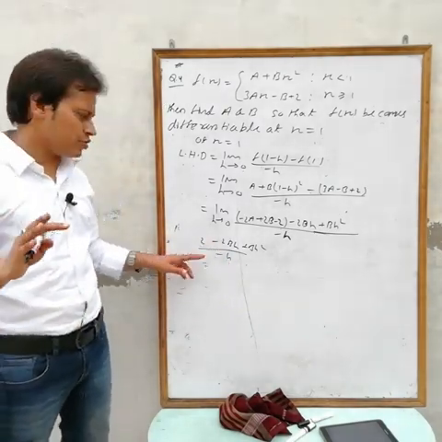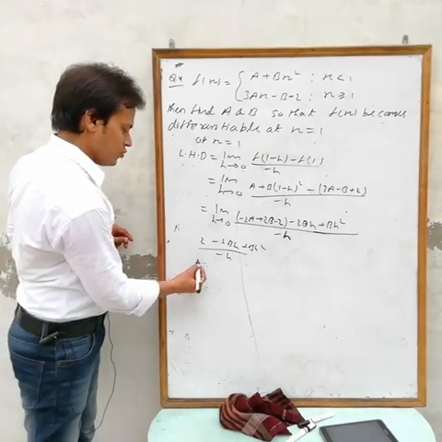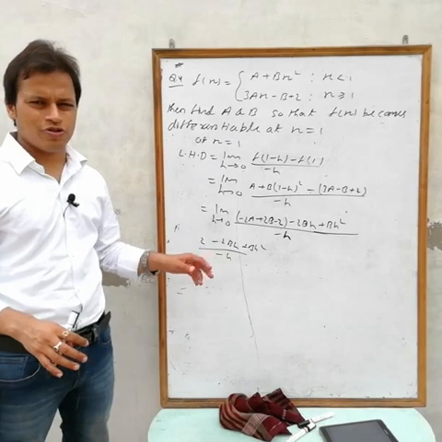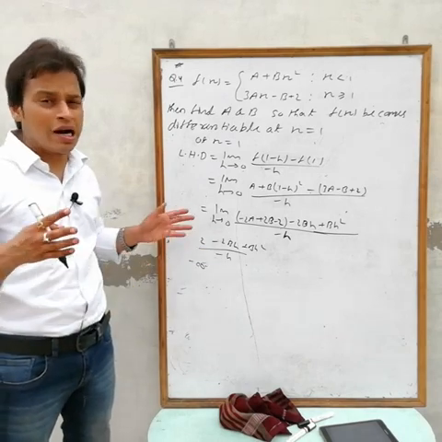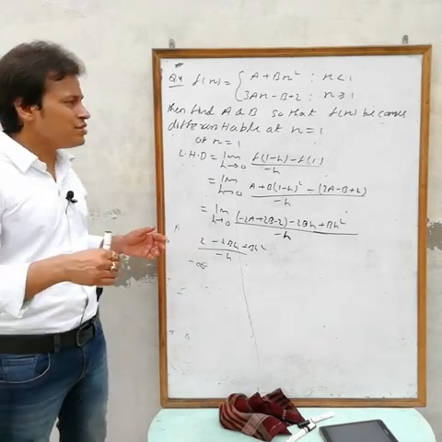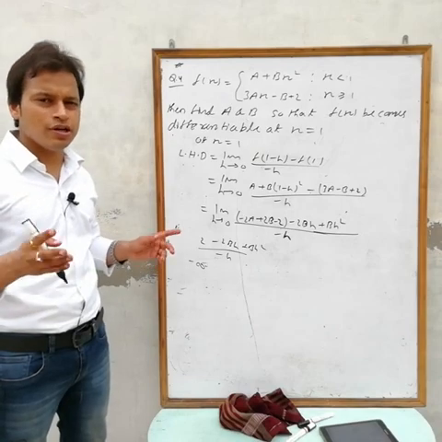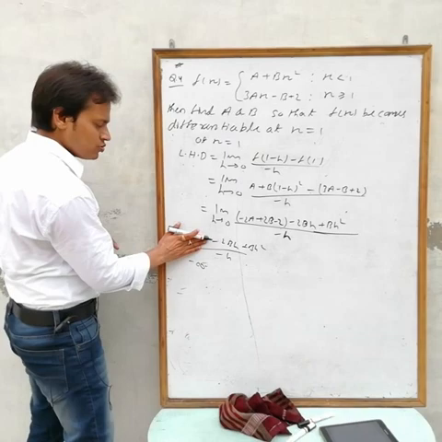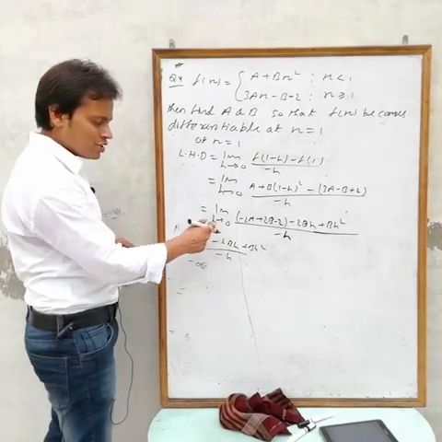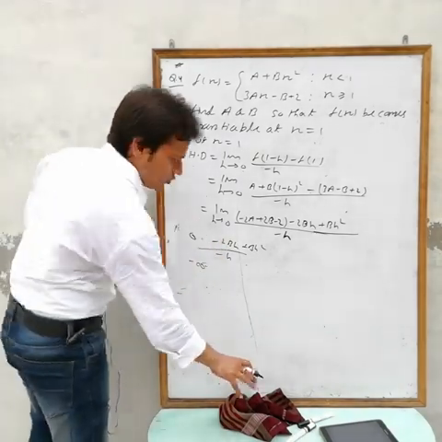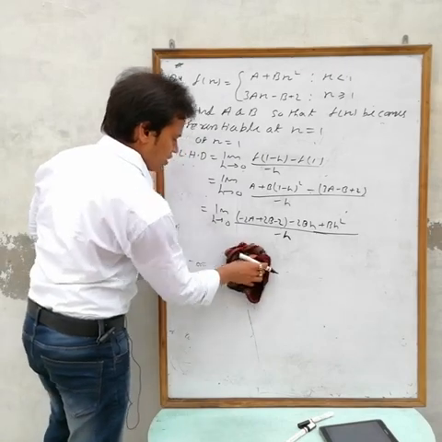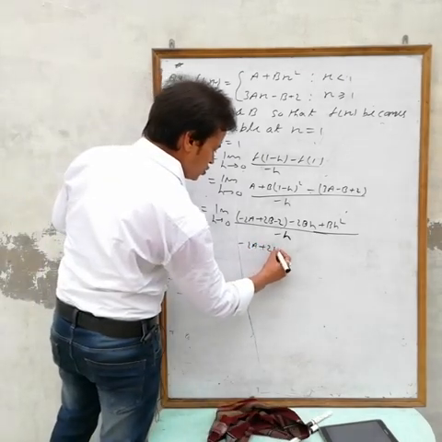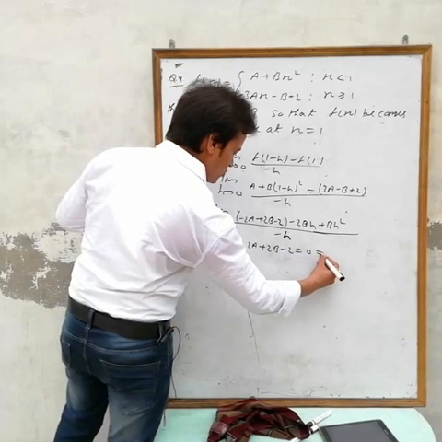Now put h equals to 0. If you put h equals to 0, what are we getting? 2 by 0. Minus of 2 by 0 is minus infinity. Now it can't be the answer because LHD must be equal to RHD, and must be finite. This must be finite, so this must be equal to 0. If this is equal to 0, now I can take h common and h will be cancelled out and you will get a finite value. So LHD must be finite, therefore minus 2a plus 2b minus 2 must be equal to 0.